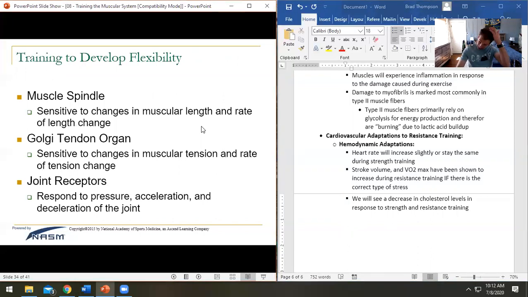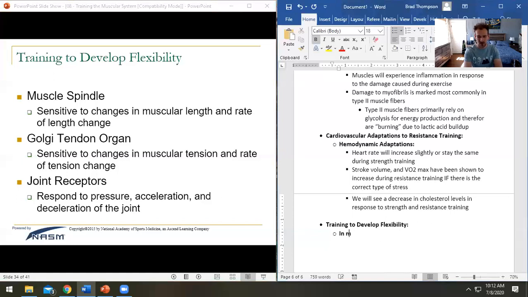Okay, so now we've talked a lot about gaining strength, but what good is it if you can't actually move? So we do also need to talk about training to develop flexibility. We've looked at a lot of the changes for resistance training, but we also need to talk about how we increase our mobility, right? So we're going to do a quick review of all of our anatomy here.